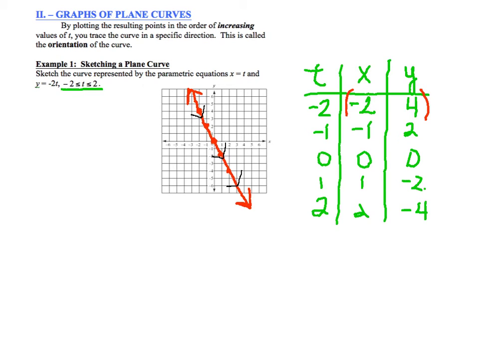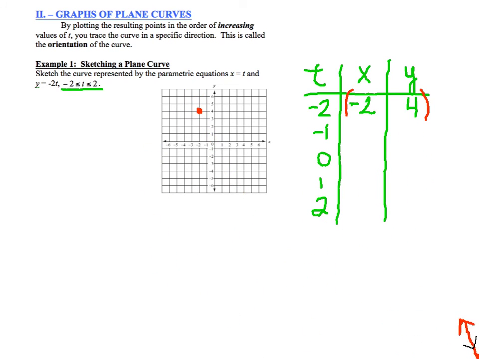Alright, so I need to make a little correction here because I neglected the part where if your t is only between -2 and 2, then your graph can actually only be between -2 and 2 also. So I need to erase a little bit, actually, let me just move that out of the way. And so when you plot your points, these actually should only be between -2 and 2.